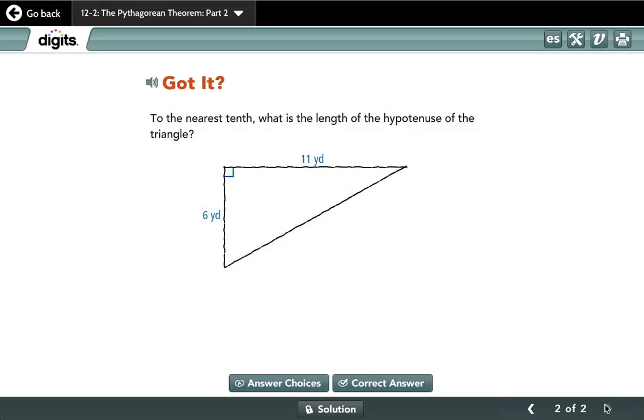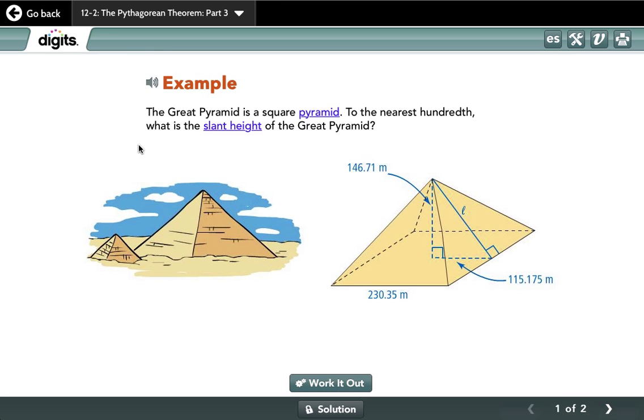Then again, there's a Got It. Okay, this is to the nearest tenth. Can you find the length of the hypotenuse? Then we go to part 3. Part 3 is yet a little bit more complicated.